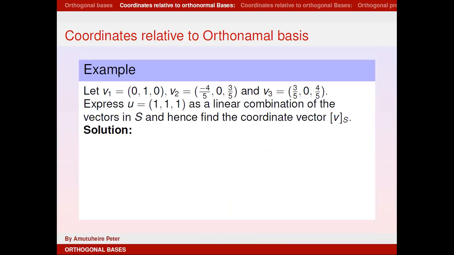Let's have a look at an example. We have 3 vectors V1, V2, V3. We want to express the vector U as a linear combination of the vectors in S, and then we find the coordinate vector of U relative to S. First of all, is the set of vectors V1, V2, V3 orthonormal? Is it an orthonormal set?